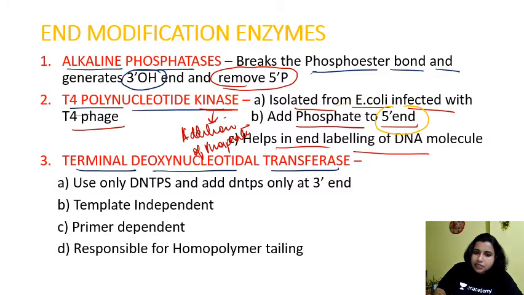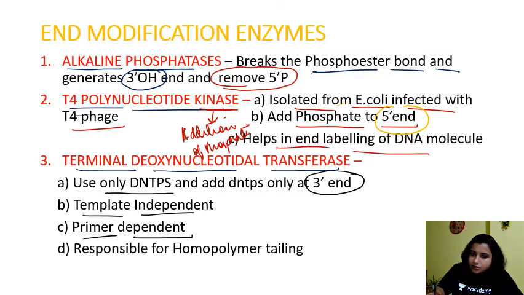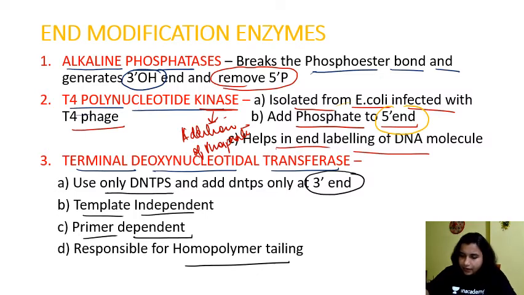Coming to terminal deoxynucleotidyl transferase, it usually adds dNTPs at the terminal site. It adds dNTPs only at the 3' end. It is template independent, primer dependent. This is also responsible for homopolymer tailing. Right, so that is your end modification system. We have seen that the end modification system basically deals with 3 types of enzymes: alkaline phosphatase, polynucleotide kinase, and terminal deoxynucleotidyl transferase.